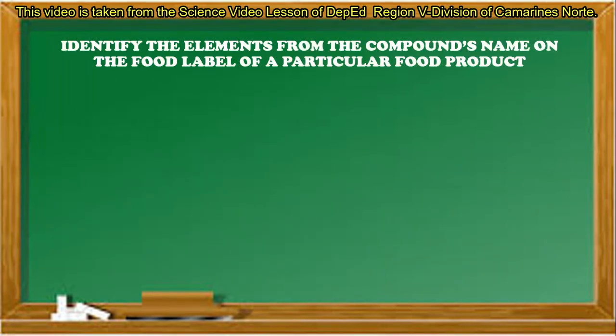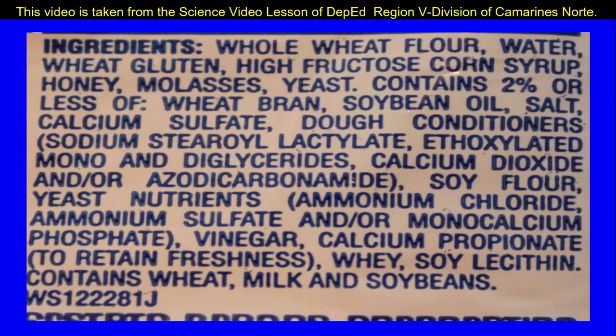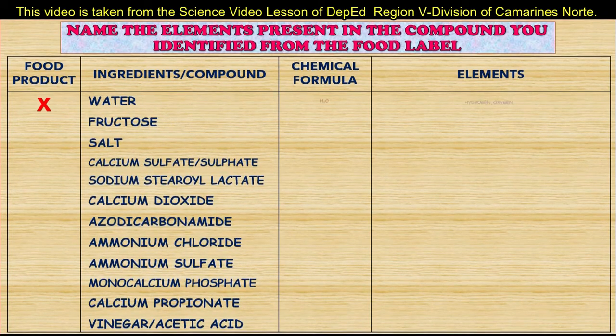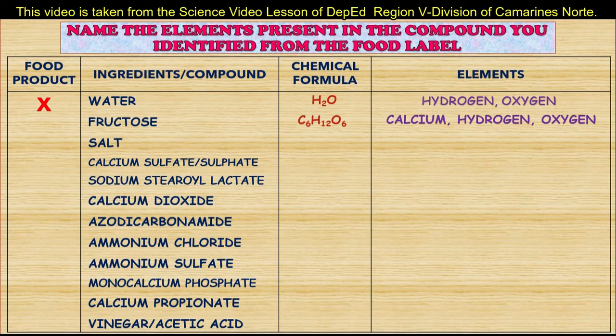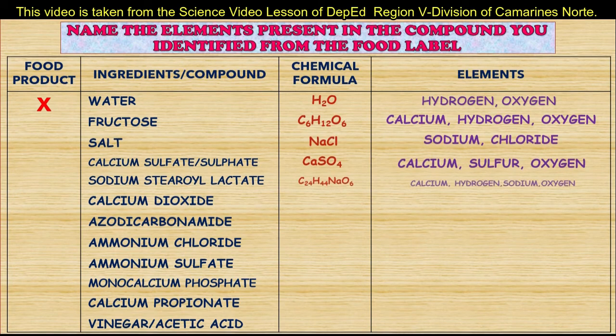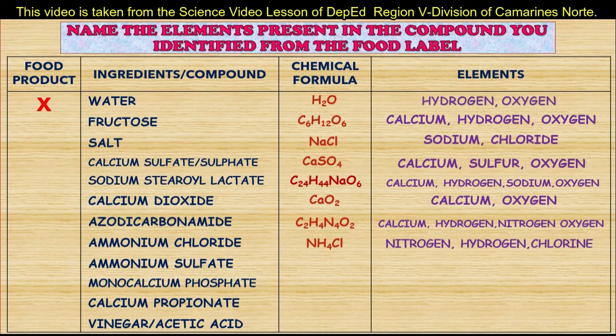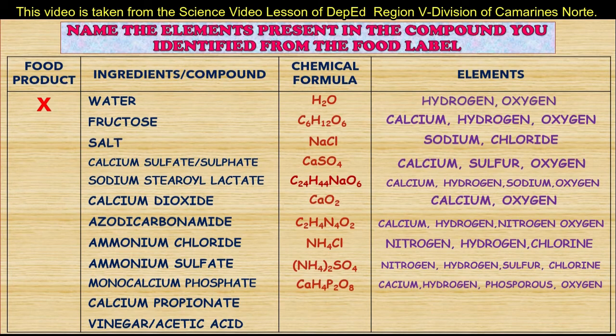Identify the elements from the compound's name on the food label of a particular food product. Let's take this food label of a food product as an example. List the ingredients. Here are some. These are the formulas searched from the internet. It is easy to identify the constituent elements from the chemical formula because it contains symbols of the elements.